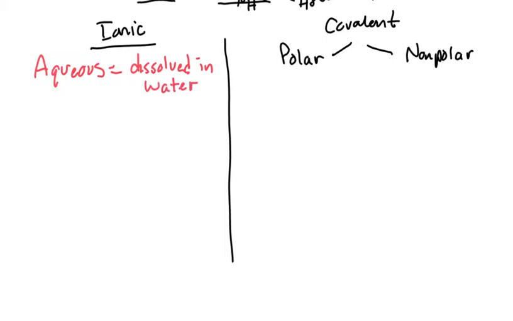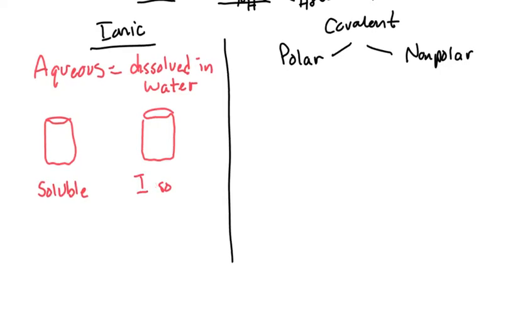Just like our Kool-Aid, our solvent here is going to be water, always. So there are going to be two types of salts. A salt is just a generic term that we can use to describe an ionic compound. There's going to be soluble, which means it dissolves, and insoluble, which means that it does not dissolve.